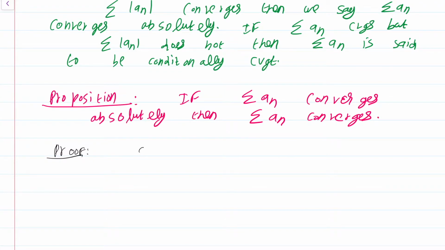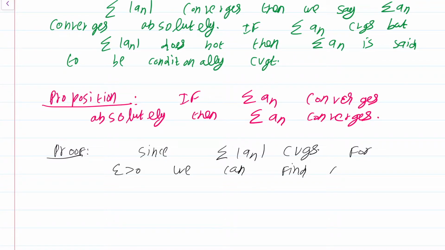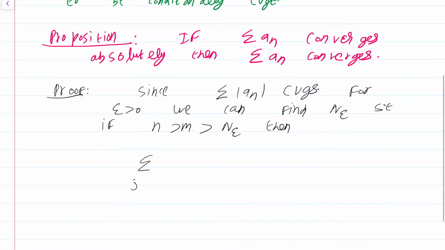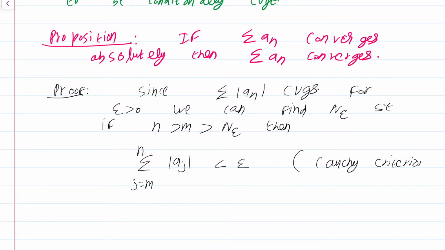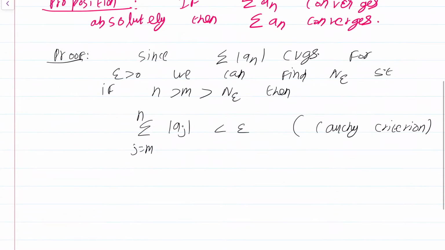the details to you. Since summation mod an converges, that's the hypothesis, for epsilon greater than 0, we can find n epsilon such that if n is greater than m is greater than n epsilon, then summation j equals m to n mod aj is less than epsilon. This is just the Cauchy criterion, one side of the Cauchy criterion. Remember, Cauchy criterion is an if and only if condition.